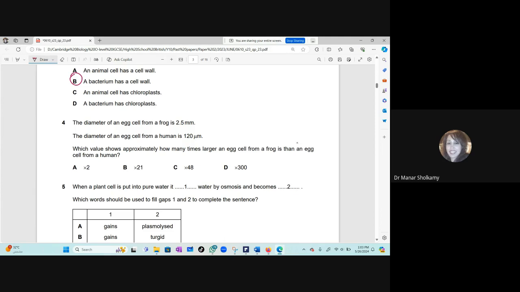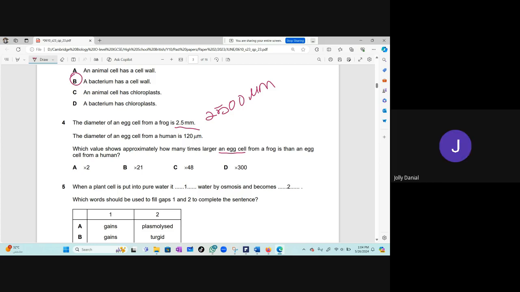So how do we convert the 2.5 to micrometers? Divide by 1,000. Multiply. Yes, multiply by 1,000. So 2.5 times 1,000 is 2,500 micrometers. So how many times larger the egg cell is from the frog egg?